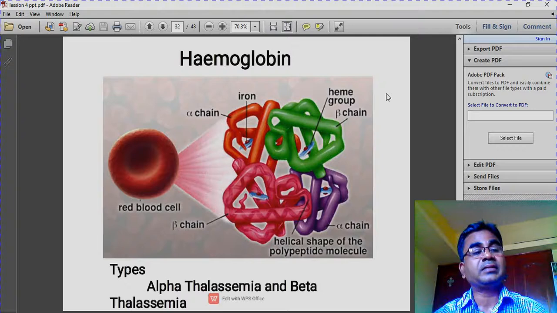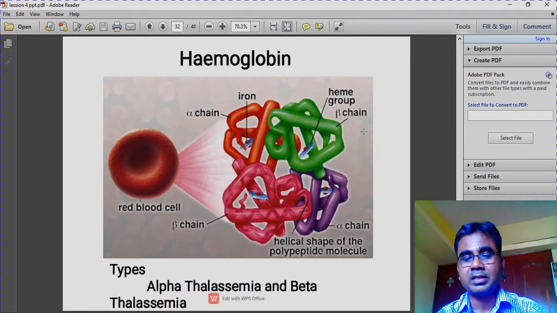So as a result, it will damage the membrane of the RBC. As the alpha chain production is increased, this damages the membrane of the RBC. As a result, RBCs are destroyed, so that results in anemia. That condition is beta thalassemia, otherwise Cooley's anemia. Okay, thalassemia is over.